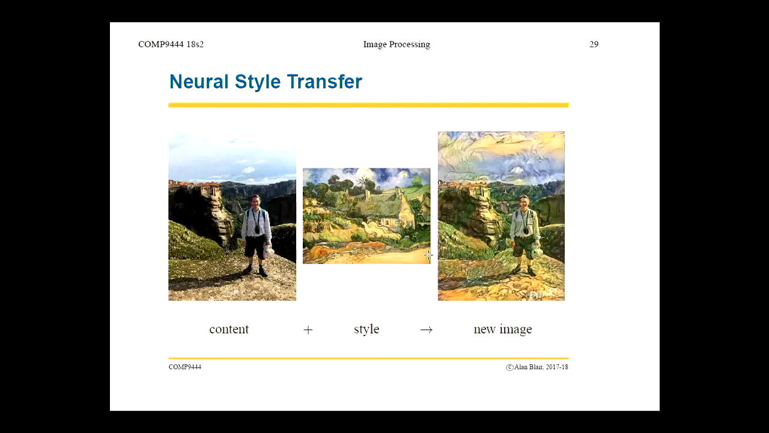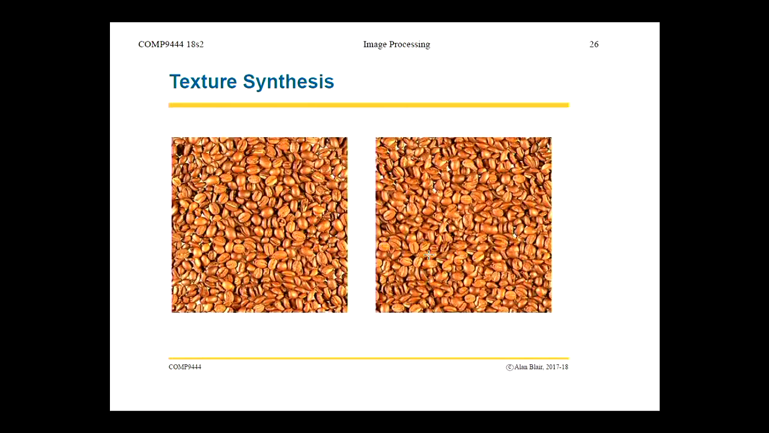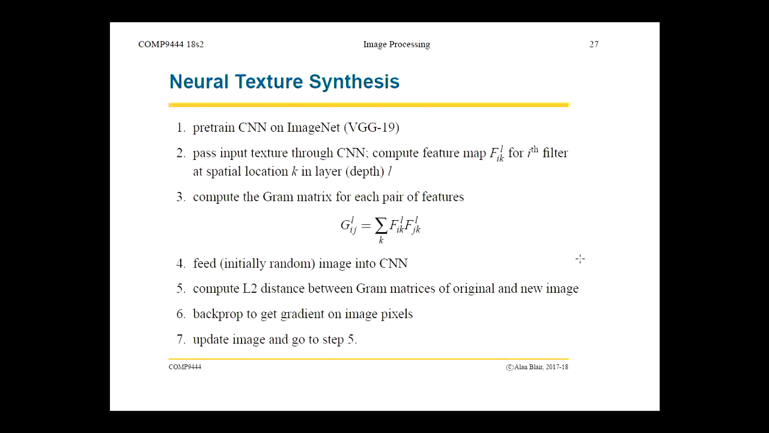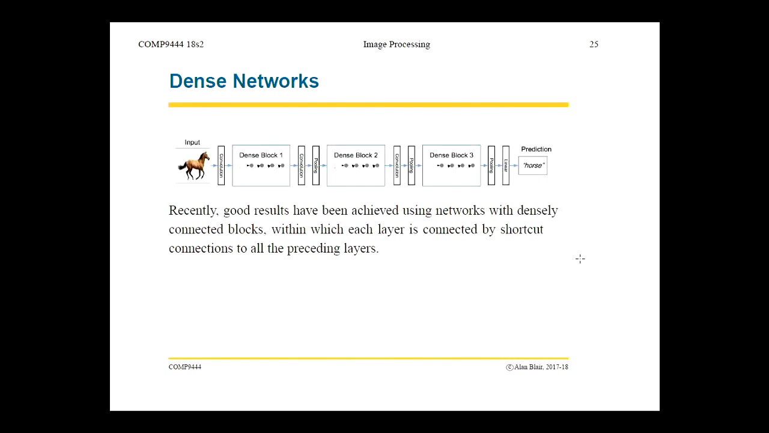So how is this achieved? Well, here are some other examples. This is one reference image, and then the styles of different famous paintings have been added to that image. This one is Munch's painting The Scream. This is Van Gogh's Starry Night, and I'm not sure what these other ones are, but you can see the variety here. Now, let me just briefly explain how this works.